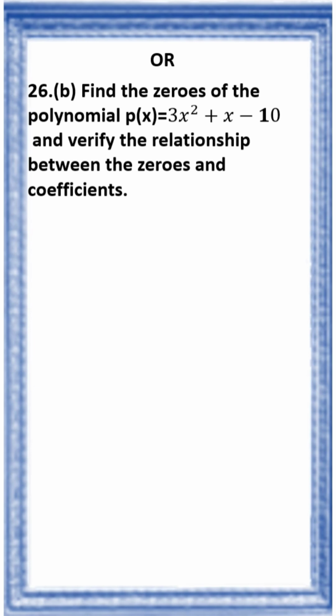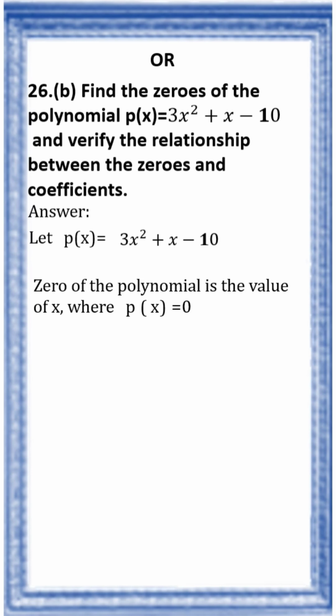Now let us solve the 26b. Find the zeros of the polynomial p of x is equal to 3x square plus x minus 10 and verify the relationship between the zeros and the coefficients. Now let p of x is equal to 3x square plus x minus 10. Zero of the polynomial is the value of x where p of x is equal to 0. So let p of x is equal to 0: 3x square plus x minus 10 is equal to 0.